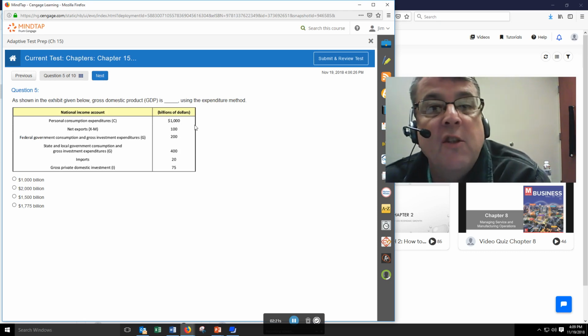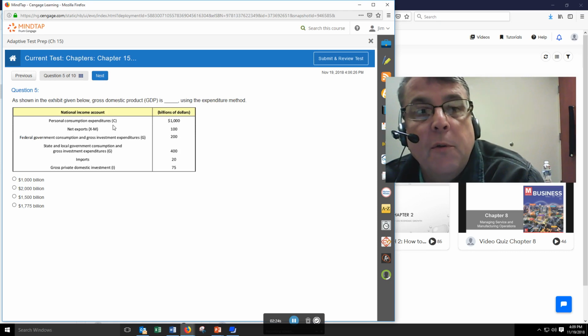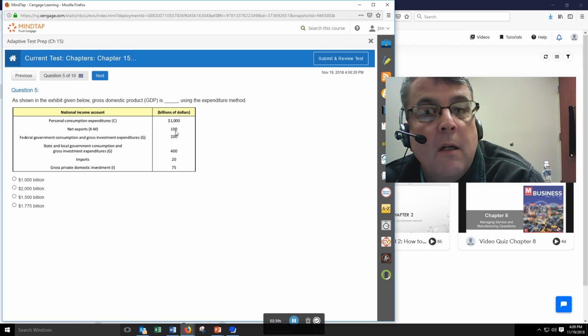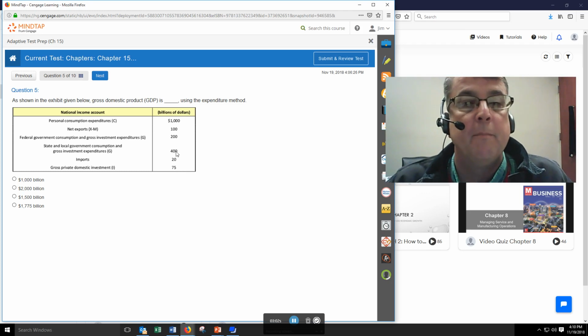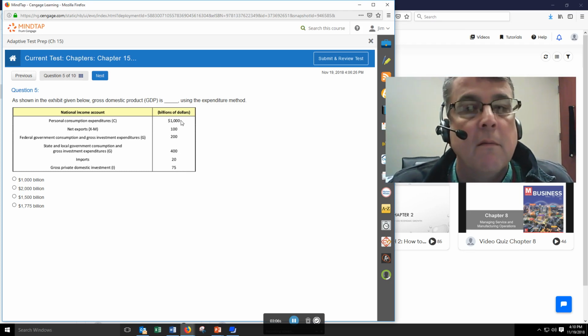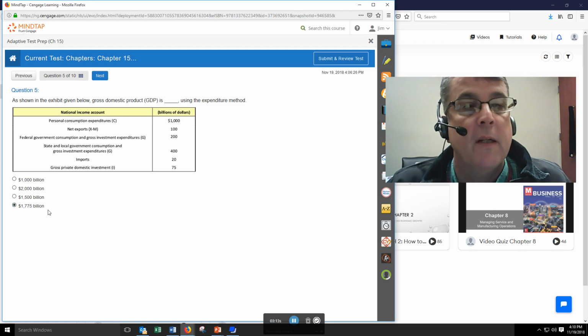Now here we're going to use the expenditure approach. The expenditure approach to GDP says that GDP is equal to C plus I plus G, we've got two G components here, plus NX, net exports. So we take $1,000 in personal consumption expenditures plus $100 in net exports plus $200 in federal government consumption and gross investment expenditures, $400 billion in state. We don't worry about imports, that's already included in net exports, and then the $75 billion in gross private domestic investment. So, here we're going to have 1775. So that's $1,775,000,000,000.